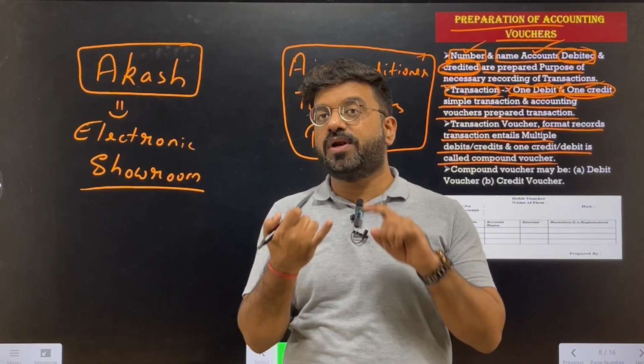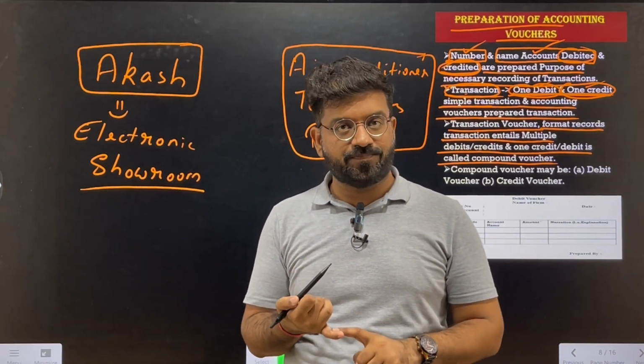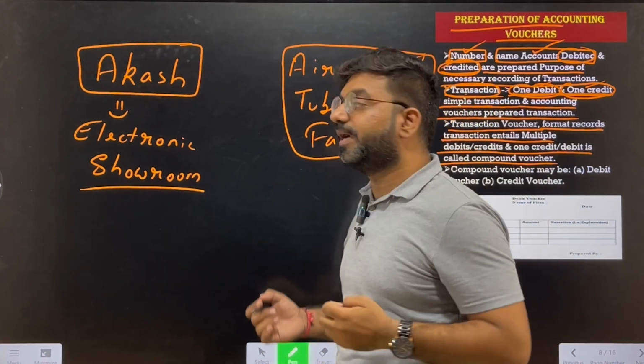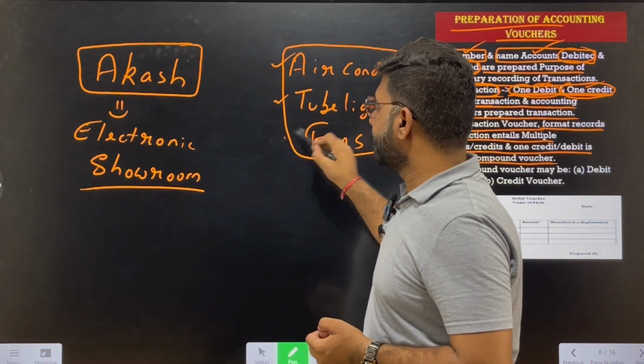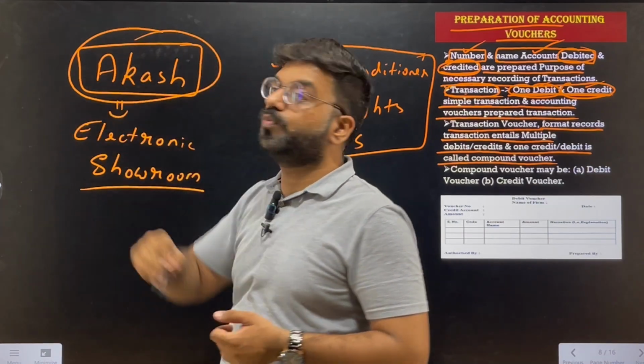Now just imagine what is coming in. This time, not only one item; earlier machinery was coming in and cash was going out. This time I am receiving three items. The first one is the air conditioner. The second is the tube light. The third is the fan. All three items are coming from Akash's electronic showroom, so I will have to debit all three items. As I just told you, there are three main rules, of which I have explained one rule.